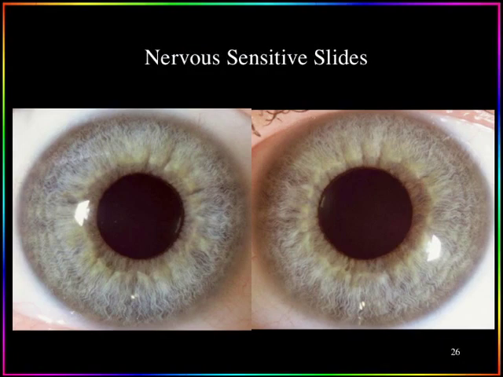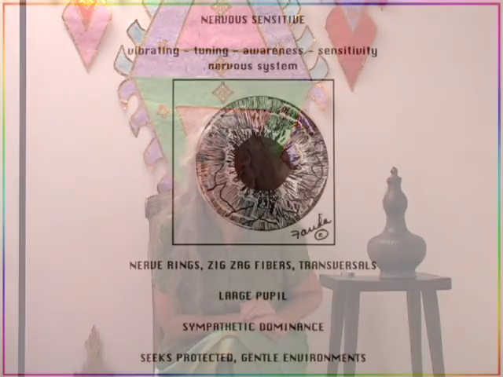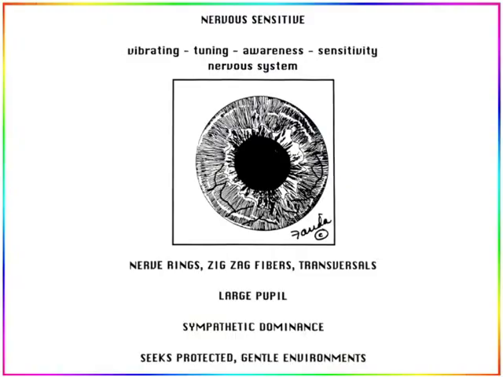We can only sometimes imagine what it is that the body is doing. Often it's also accompanied by a large pupil, which is sympathetic dominance, but the large pupil can be related to fatigue, can be related to overstimulation, not being able to deal with all the information that's coming. They seek protected, gentle environments. Areas living up in the mountains, in nature. They know they're sensitive and they want to protect themselves.